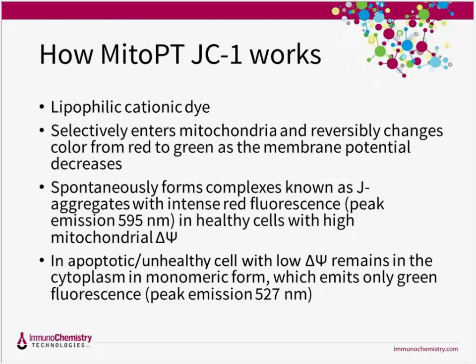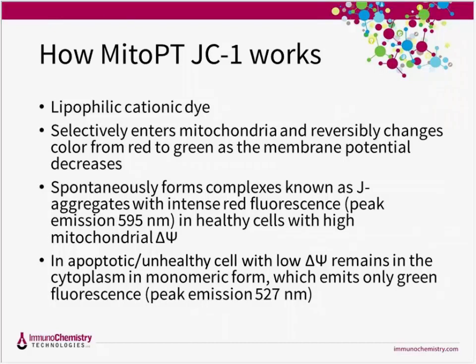So here we have a little bit of background information on JC1. JC1 is a lipophilic cationic dye. It has a positive charge and lipophilic solubility. So this enables it to be readily membrane permeant, and it easily penetrates living cells. If the cell is healthy and non-apoptotic, JC1 will enter the negatively charged mitochondria and accumulate. As the dye accumulates, it spontaneously forms complexes known as J aggregates, and these have an intense red or orange-red fluorescence with a peak emission of 595.